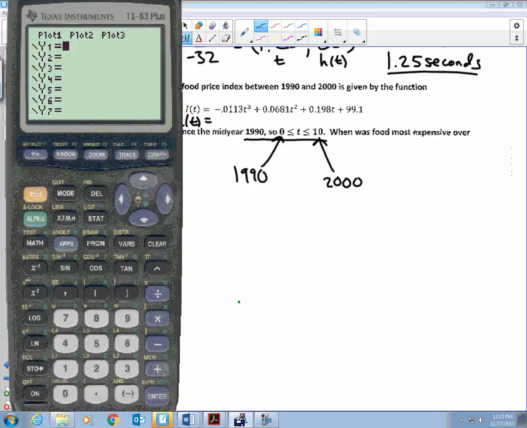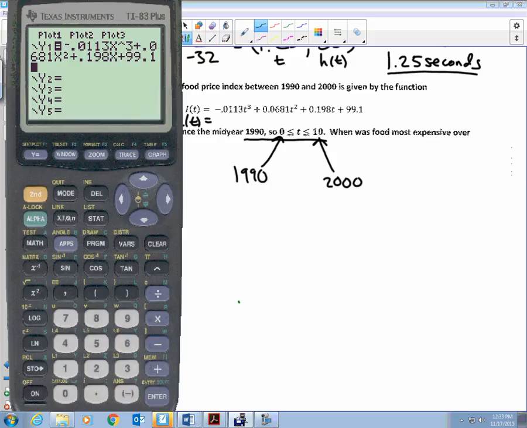We take out our calculator, and we plug this in: negative 0.0133 x to the third, plus 0.0618 81 x squared, plus 0.198 x plus 99.1.